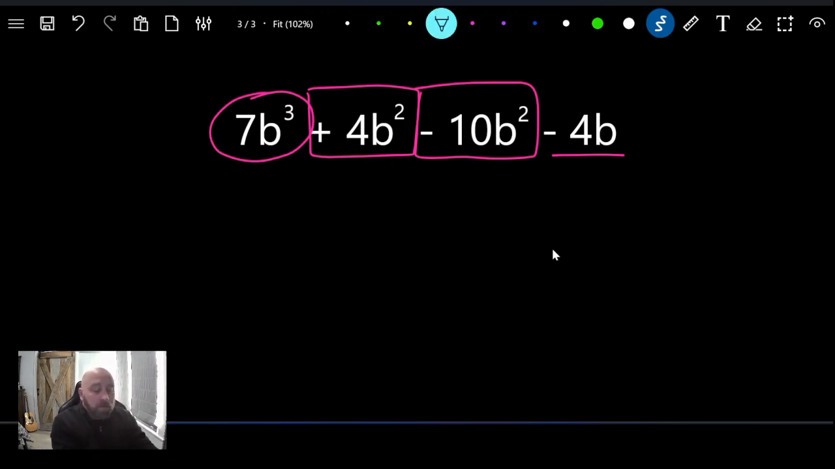Okay. So what do I combine or add to my 7b cubed? Nothing, because I don't have any more b cubeds. That's the only b cubed in this problem. So I have a 7b cubed.